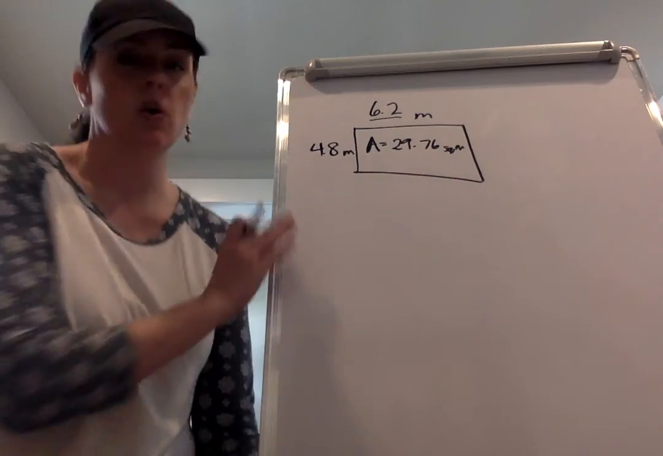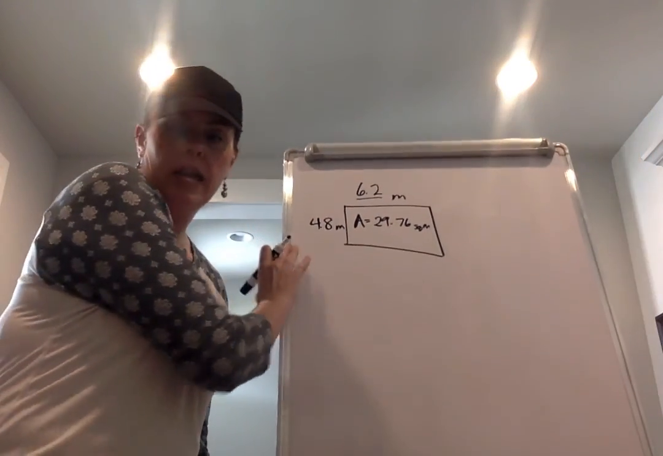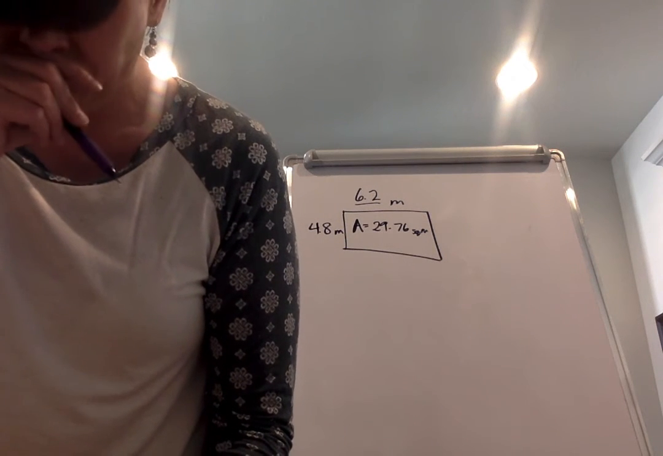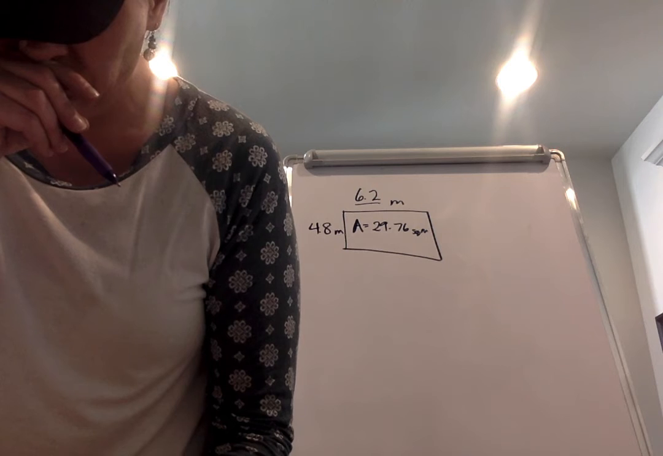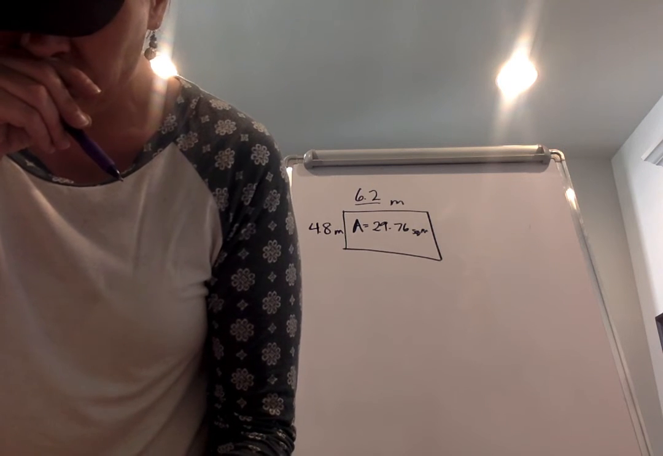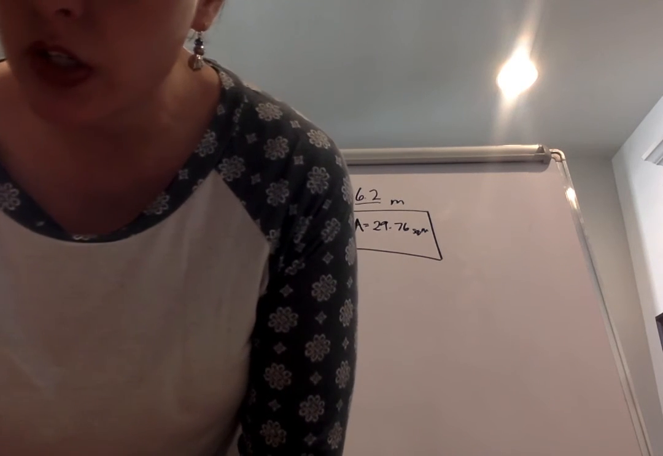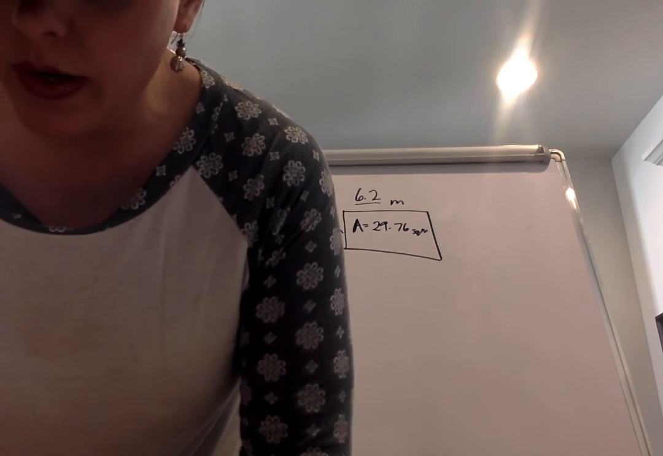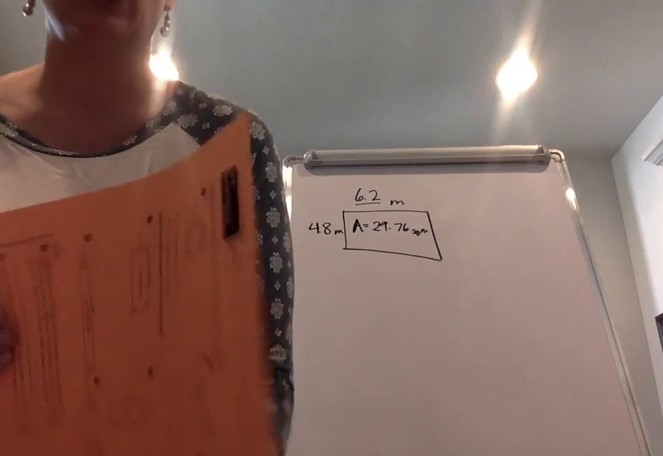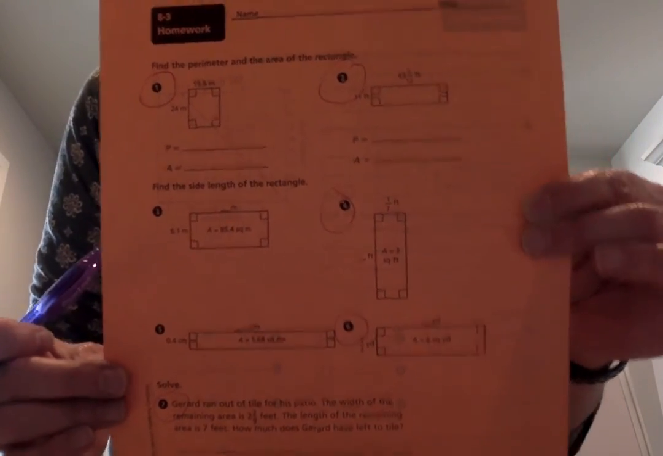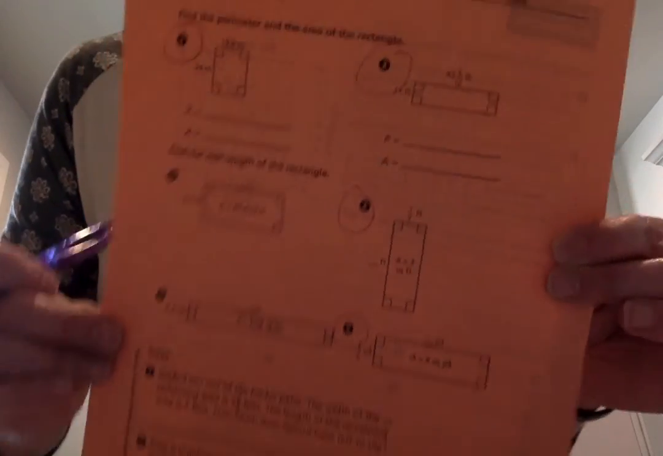Let's do this. Okay, hang on. I'm going to circle the ones you have to do. I want you to do 1, 2, 4, 6, 7. There you go. 1, 2, 4, 6, 7.